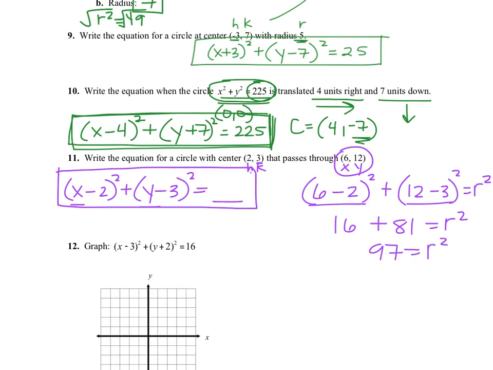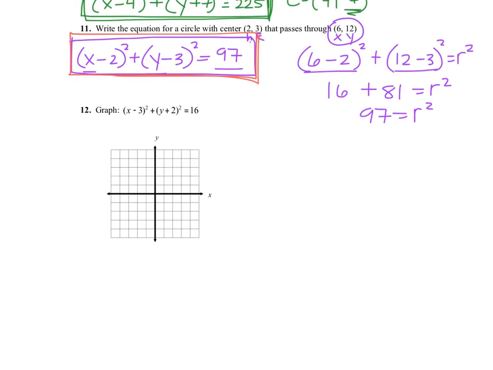Now don't square root that, because we want r squared. The answer has r squared in it. So you're just going to drop a 97 in right there, and you're done. That's your answer.